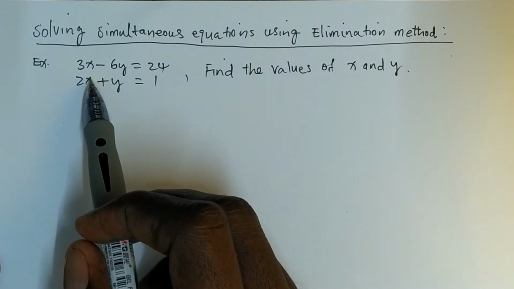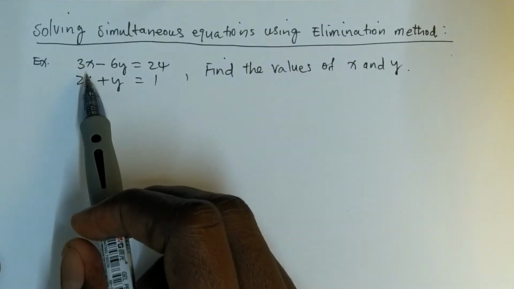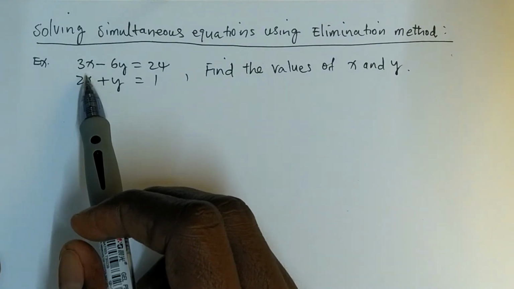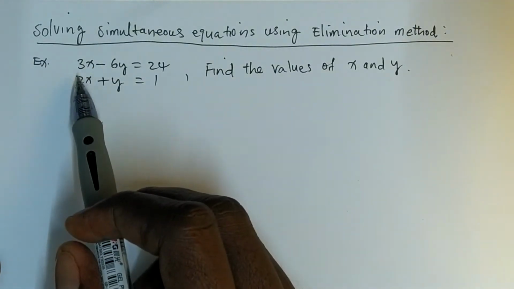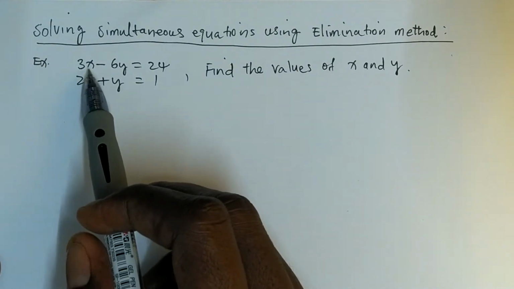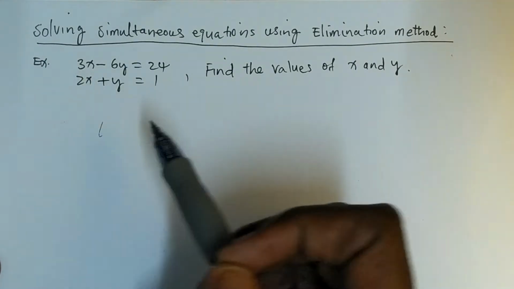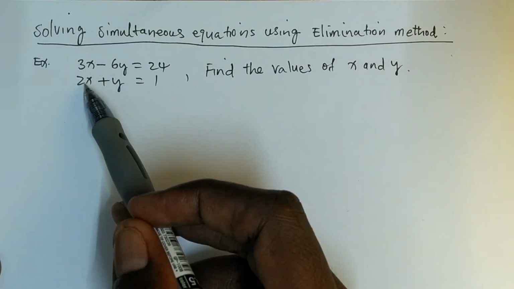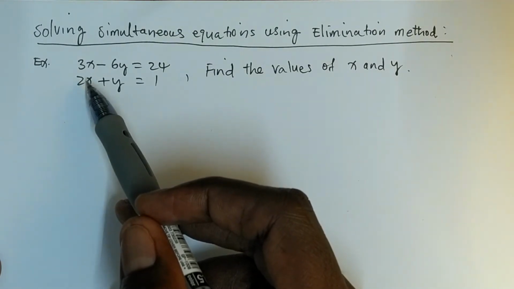Okay, so in elimination, the first step, as I said, is to consider the coefficients, whether they are the same. Your objective is to cancel out, to eliminate one variable, either x or y. It doesn't matter which one you start with. If you decide to eliminate x first, you have to make sure that the coefficients are the same. The coefficient here is 3 and the coefficient of x here is 2, so they are not the same. So your first step is to try and make them the same.